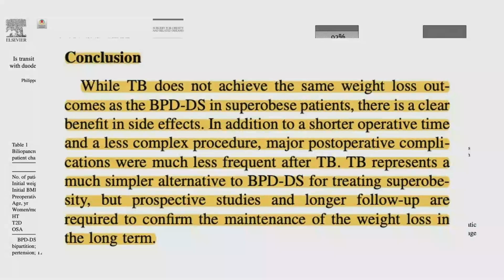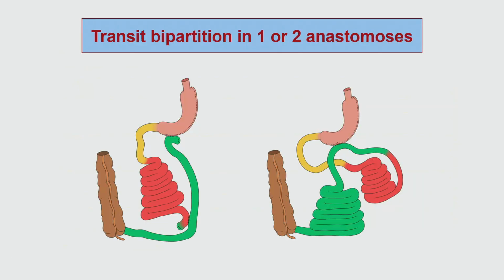The conclusion of this study by Philippe Topart is that the transit bipartition is getting very similar results regarding weight loss and the control of comorbidities. I must clarify, 1 year of follow-up, but with fewer adverse effects, mainly in the quality of life of the patients regarding diarrhea. But again, there's another proposal.